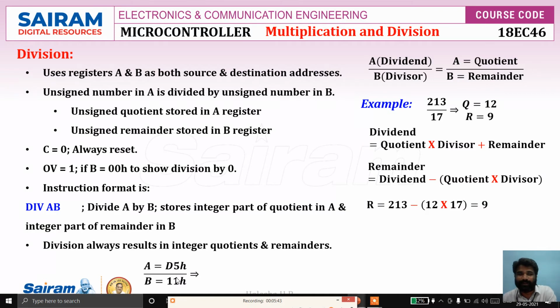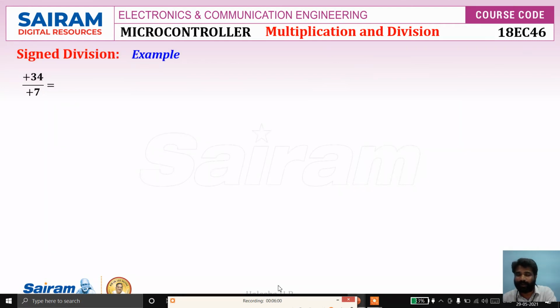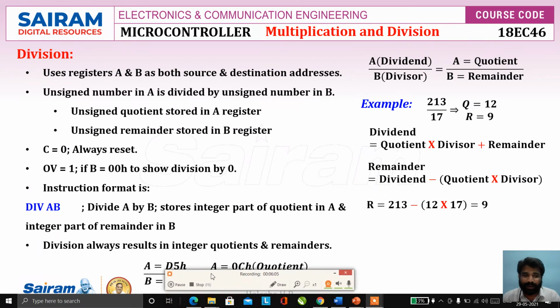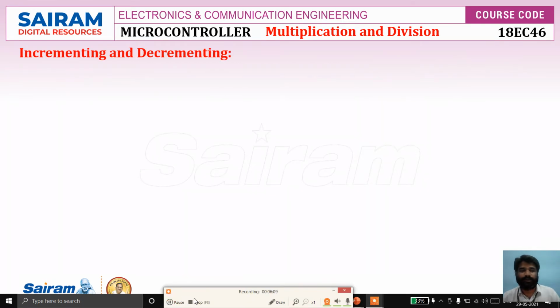That means in hexadecimal, 213 is D5H and 17 is 11H. So after the operation, the quotient is 0C and the remainder is 09. Is it clear now? So this is about division and multiplication instructions.